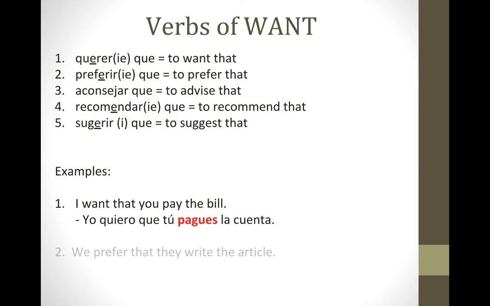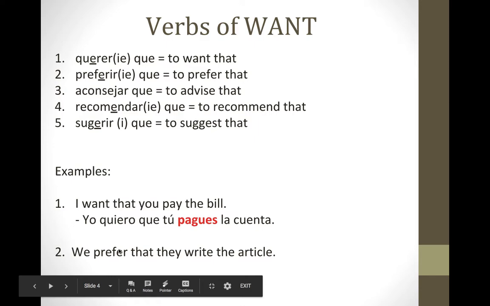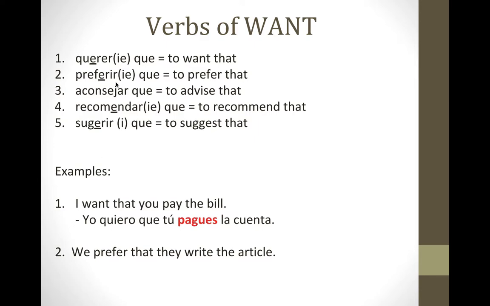Let's look at another example. We prefer that they write the article. Let's see. Is this a subjunctive sentence or is it not? Number one, prefer. Is that a WEIRDO verb? Yes, it is. It's right here on our list. And then secondly, is there a change in subject? And yes, there is. We to them. So your translation would be, nosotros preferimos que ellos escriban el artículo.